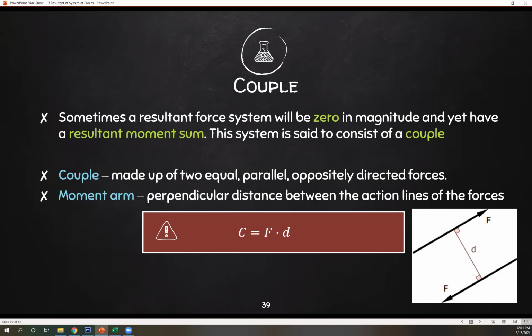To get your couple, you multiply the force, since they are equal in magnitude, by the distance between them. For example, here you have your force equal in magnitude, opposite in direction, multiplied by distance d, and that is your couple C. That distance is what we call the moment arm. The moment arm is the perpendicular distance between the action lines of the forces. Once again, it's this d. That's your moment arm.